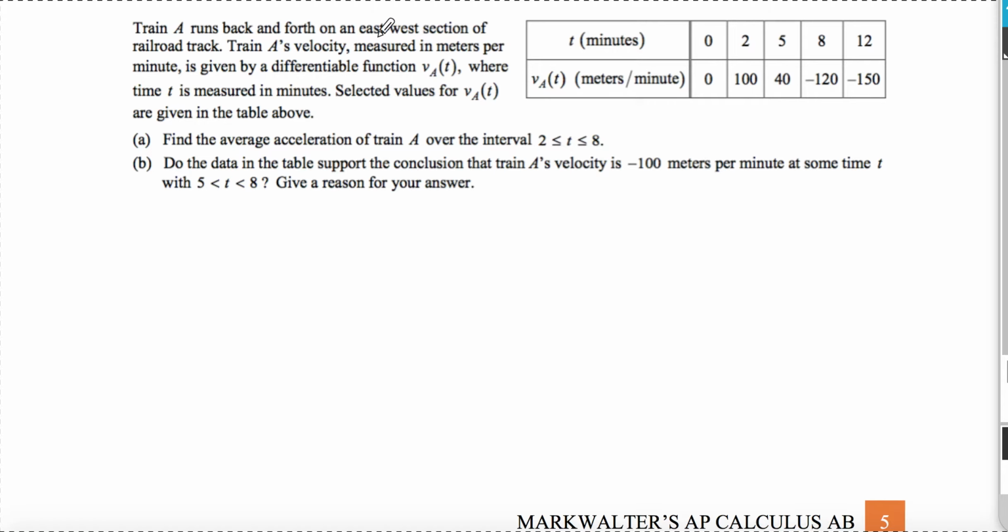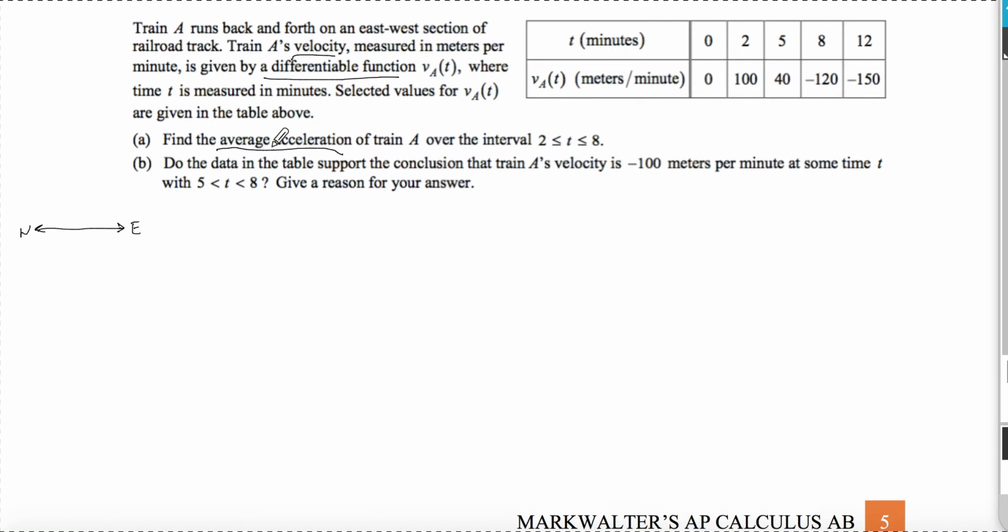So let's see, train A runs back and forth on an east-west section of railroad track. So we have a train running back and forth east-west here. The train's velocity is measured in meters per minute, given by a differentiable function v sub a of t, where t is measured in minutes. Selected values of v sub a of t are given in the table here. Find the average acceleration of the train on the interval 2 to 8.